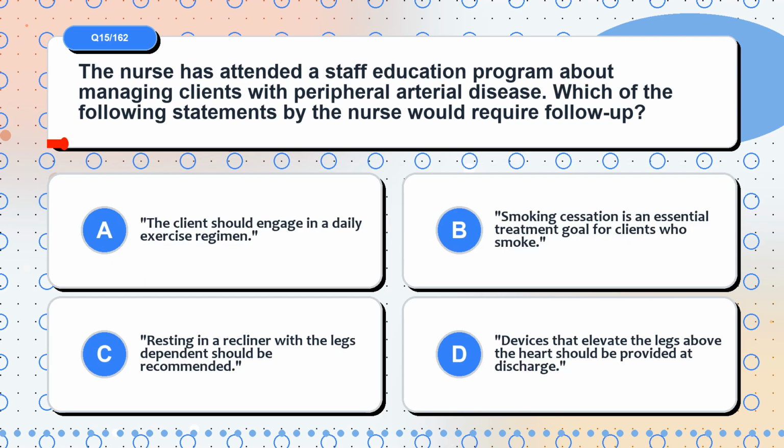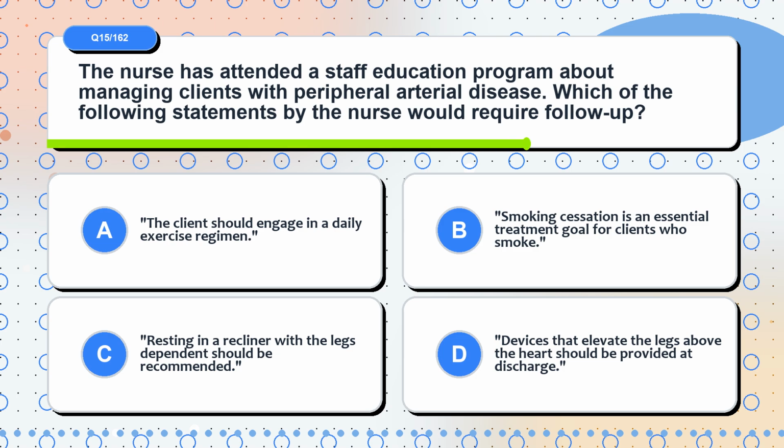Question 15. The nurse has attended a staff education program about managing clients with peripheral arterial disease. Which of the following statements by the nurse would require follow-up? Here are the options. Option A. The client should engage in a daily exercise regimen. Option B. Smoking cessation is an essential treatment goal for clients who smoke.